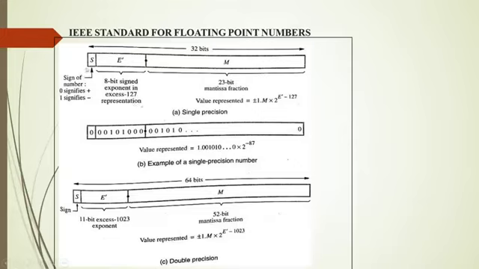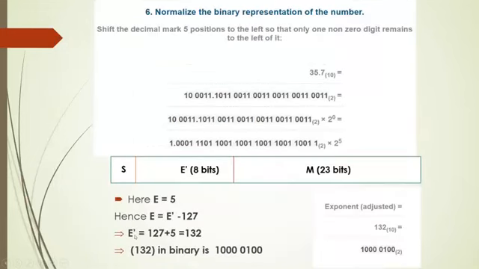So whenever I get a binary digit in this way, the value can be represented as 1 point mantissa into 2 to the power E dash minus 127. We have already established what E dash is. E dash is nothing but 127 plus whatever the exponent is, that is 132. So 132 can be represented in this way. Again the same format, 2 to the power 0, 2 to the power 1, 2 to the power 2, that is 4 plus 128, right? So 128 plus 4 is 132. This is how you represent 132.